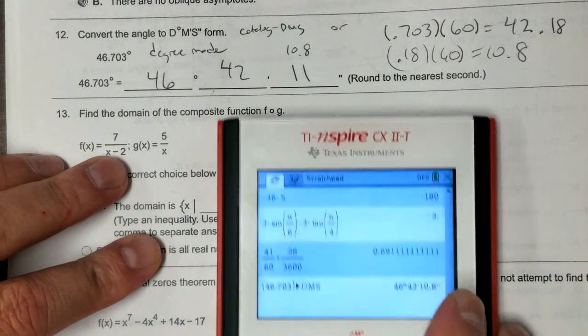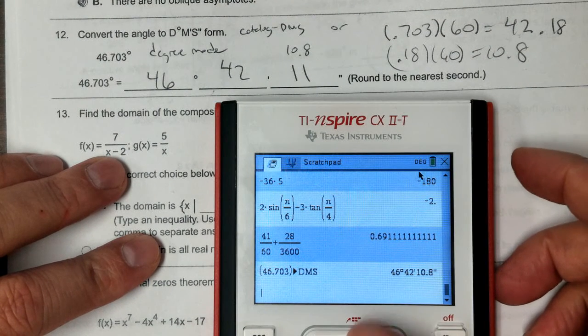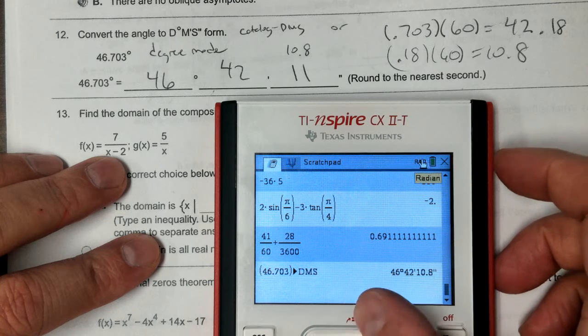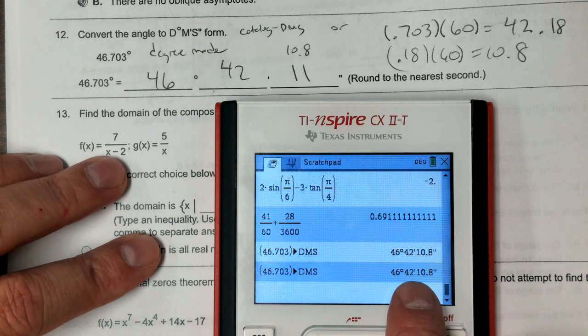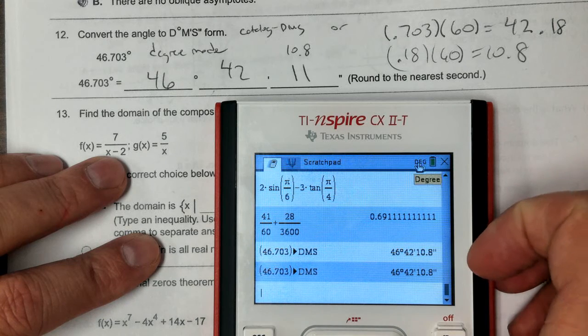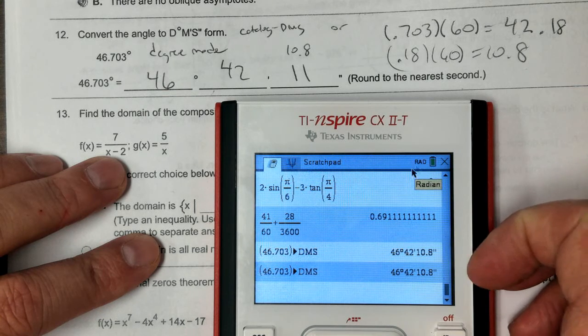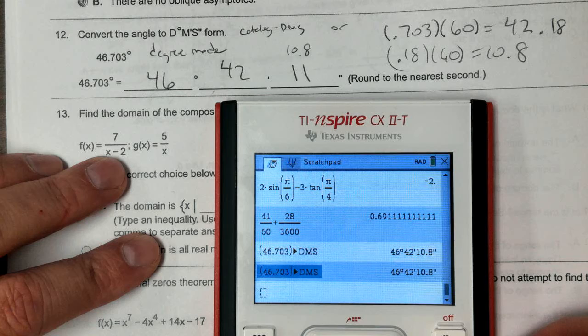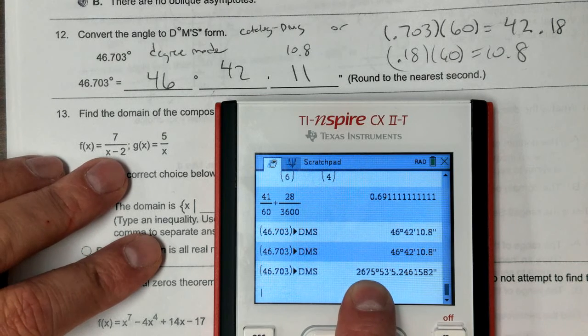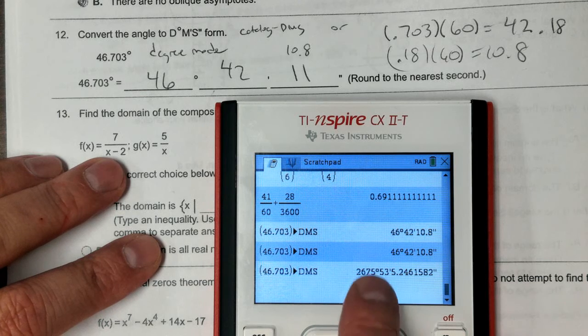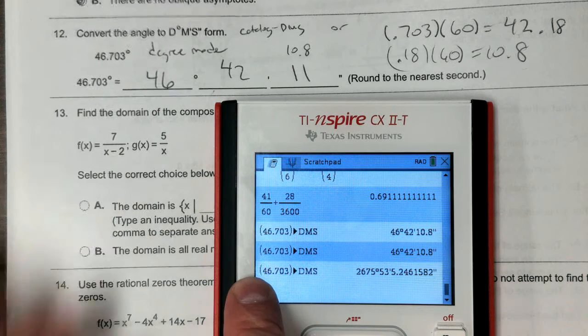And remember that your answers should be reasonable. If you were in radian mode and did this exact same thing, whoops, I need to click one more time. If you're in radian mode, did this exact same thing, you get 2,675 degrees, which is not reasonable because it's 46.